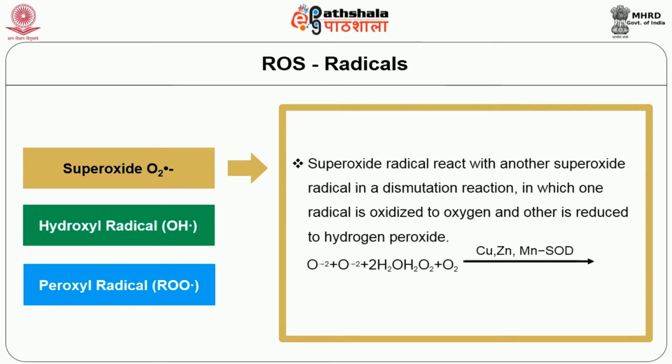Superoxide radical reacts with another superoxide radical in a dismutation reaction in which one radical is oxidized to oxygen and the other is reduced to hydrogen peroxide. So this is the equation: two superoxide anion radicals combined together, we get hydrogen peroxide and an oxygen molecule.